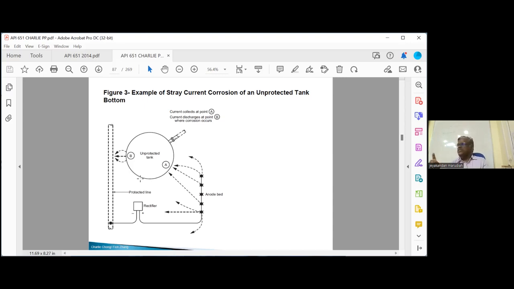Please remember, stray current is a problem only when you are using the impressed current system, because we have external current. With galvanic, the sacrificial anode, there will be no stray current problem. Again, understand the steps. There should not be any tank here. This was used to protect the piping, but suppose a tank is installed in between by mistake, then one part of the tank will be protected and the other part will be unprotected. It will corrode more.